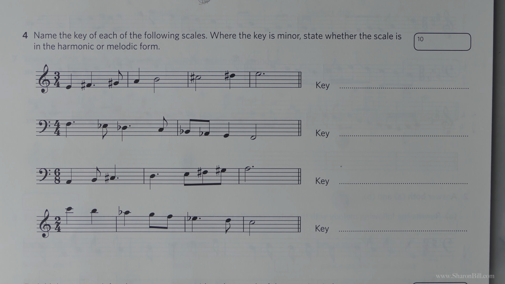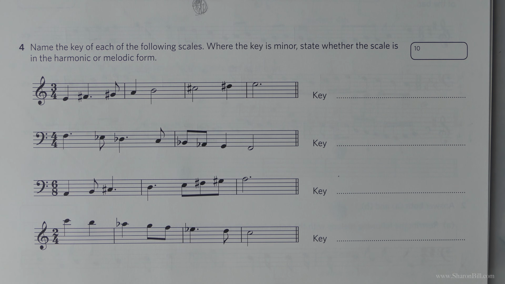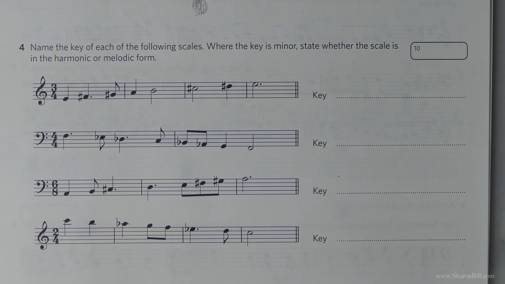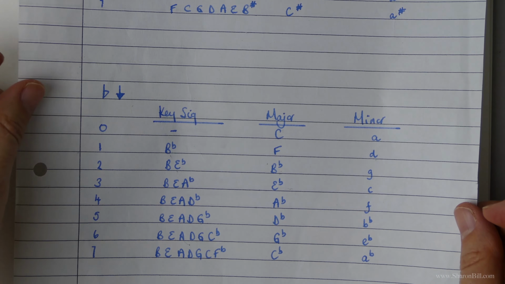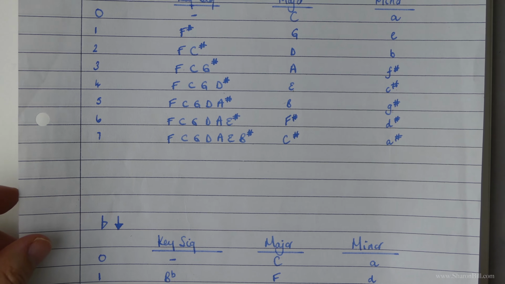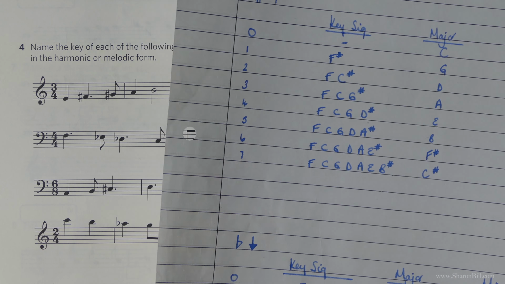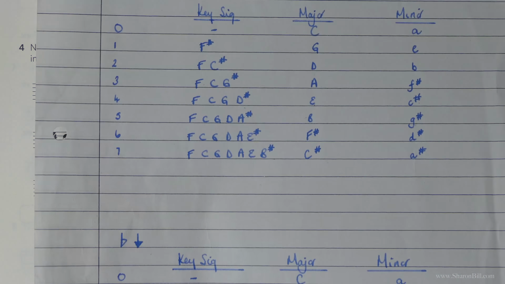Now we need to name the key of each of these following scales, and if it's a minor scale we need to say whether it's harmonic or melodic. Now here I always find it helpful to have my circle of fifths, so all of my keys are ready. There's a few more on here than needed. This is the whole lot, so you need to only go up to I think it's 4 sharps or flats at present, but that's my circle of fifths.